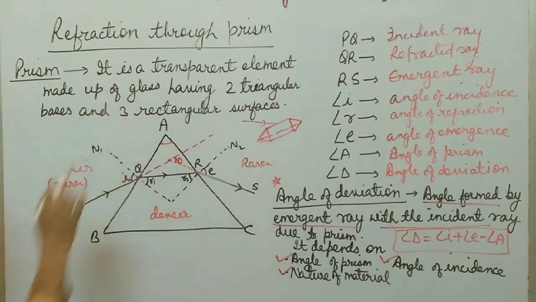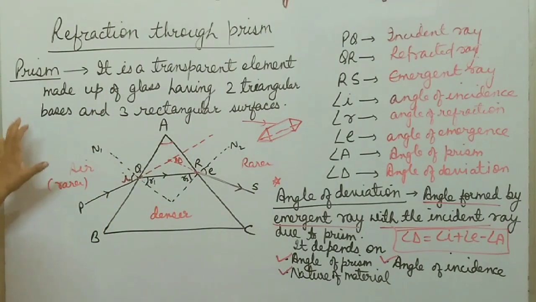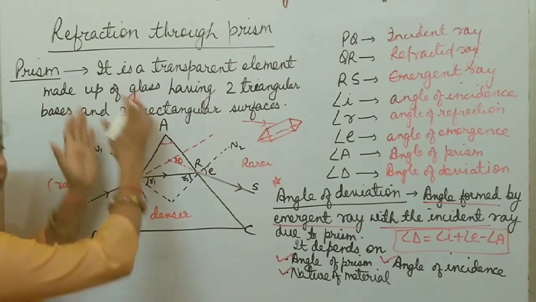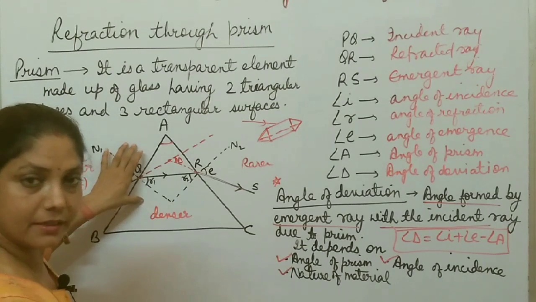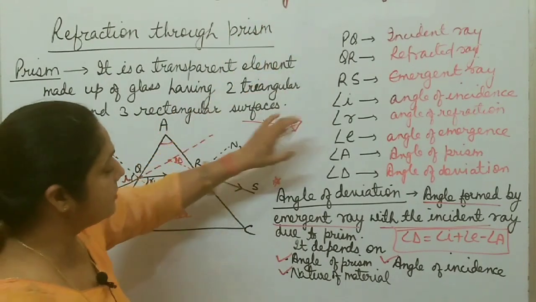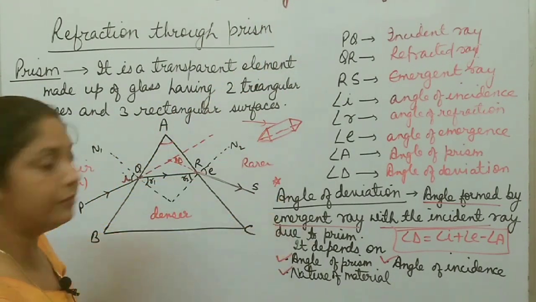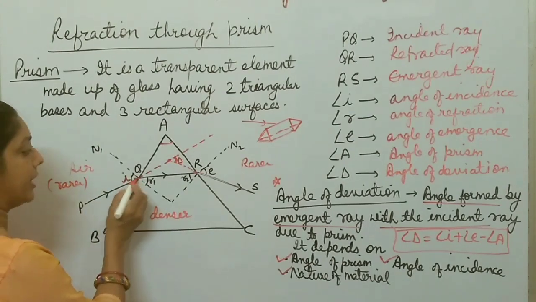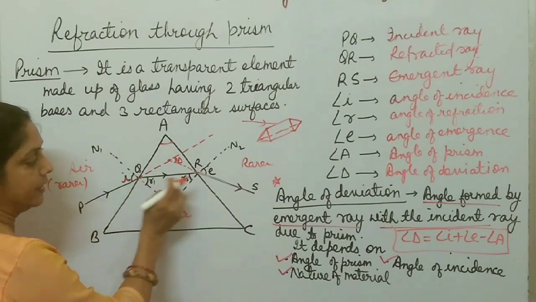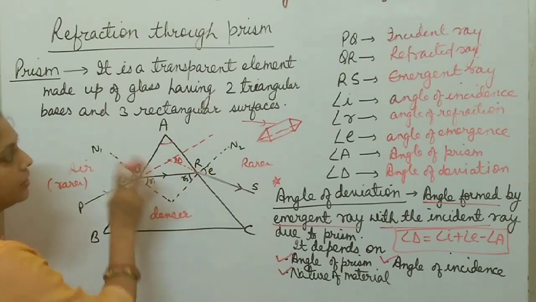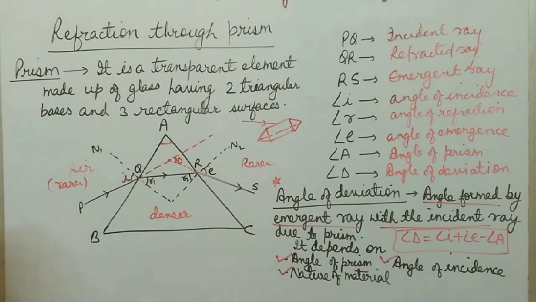So in this way you explain refraction through a prism. You just draw a very neat and clean diagram and define the different terms related to this diagram, or write all these terms, and after that you explain the angle of deviation. You must write that refraction takes place at 2 points. First at Q, refraction takes place, and again at R, refraction takes place. So in this way you explain refraction through a prism.